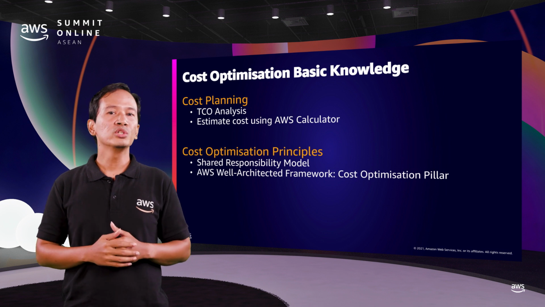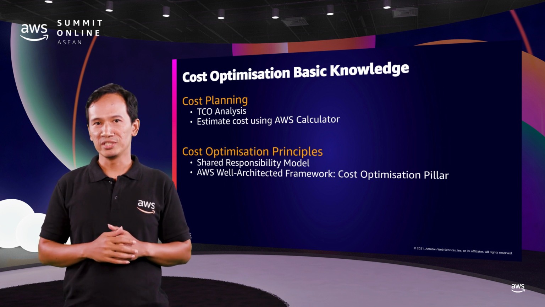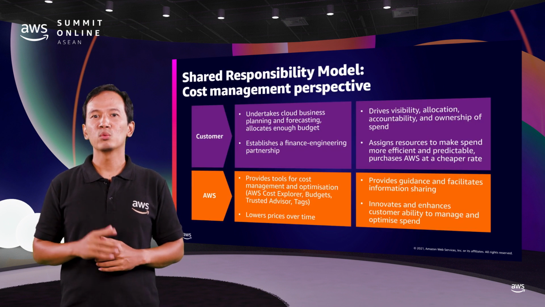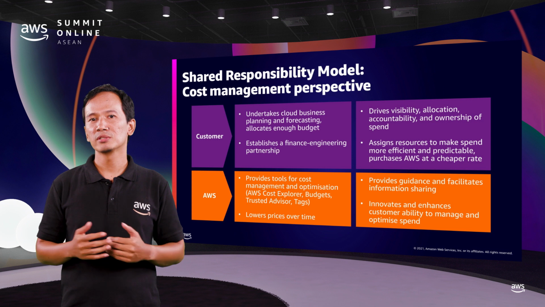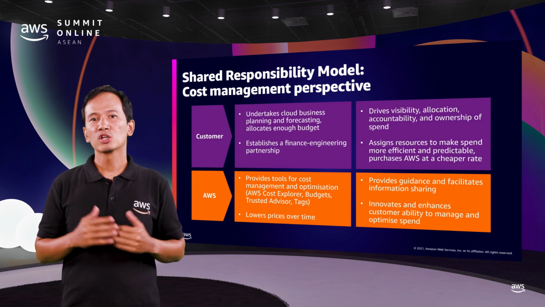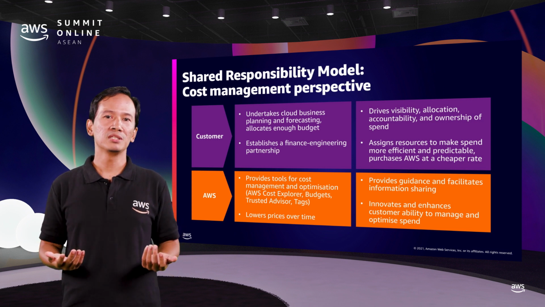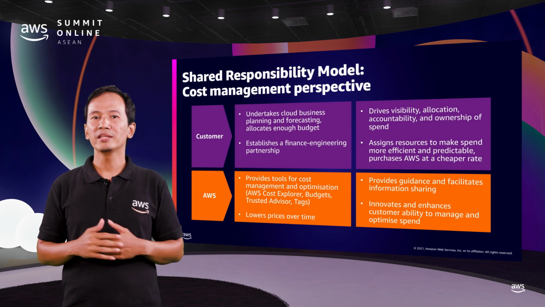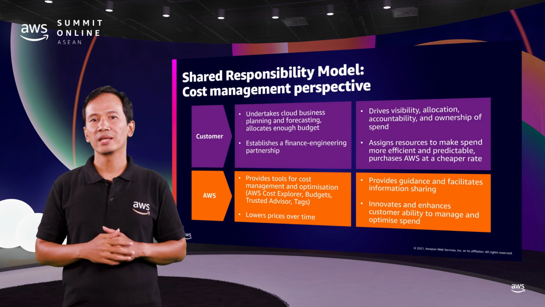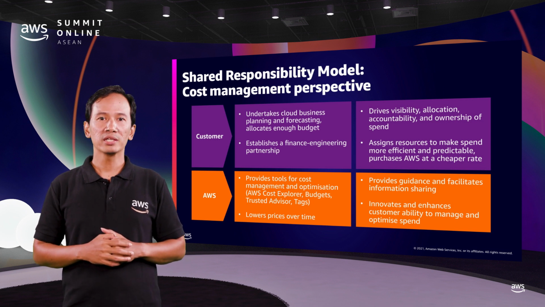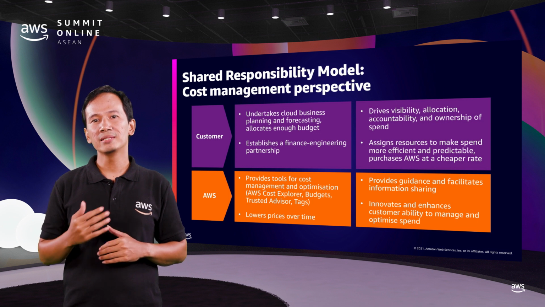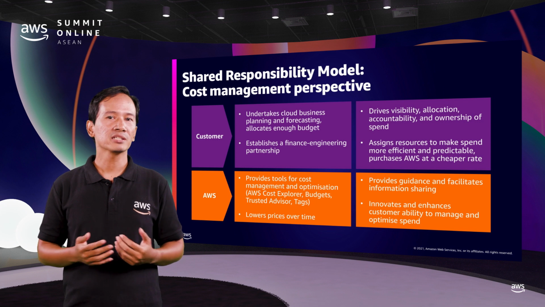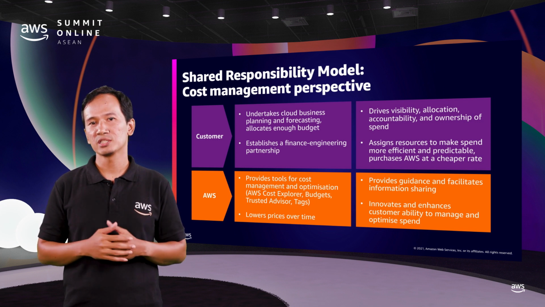Besides that, you also need to know the cost optimization principles. One of the cost optimization principles that I want to share is the shared responsibility model from a cost management perspective. Cost optimization is a shared responsibility between AWS and you. As you can see here at the bottom, AWS provides tools for cost management and optimization. AWS lowers prices over time. We provide guidance and facilitate information sharing. And we innovate and enhance the customer's ability to manage and optimize spend.